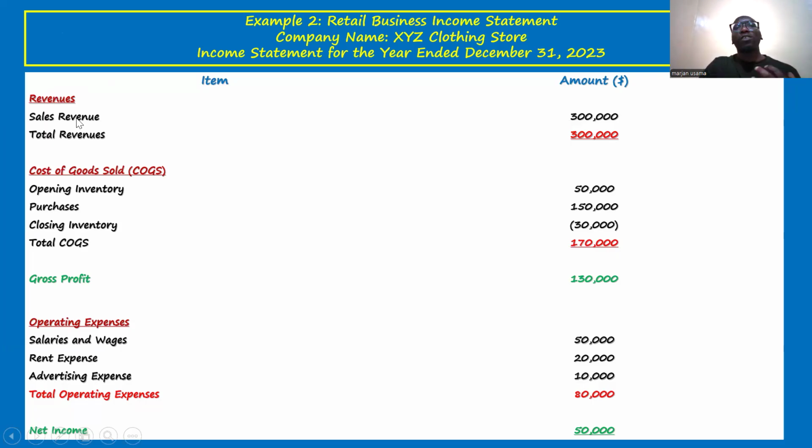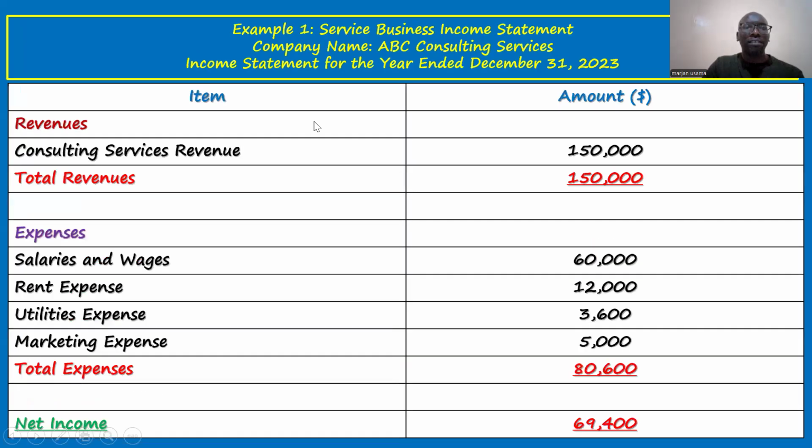So the sales revenue from selling the clothes. Remember, the title has to be up there: the company name and the income statement for the period you're talking about. Now, the sales revenue is $300,000. Now, this thing, the cost of goods sold, it was not here when we were talking about the services.